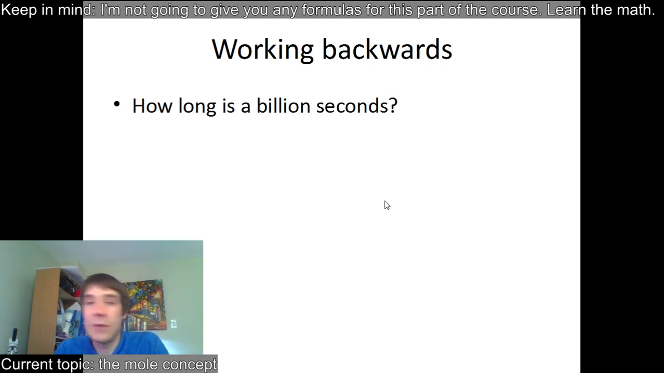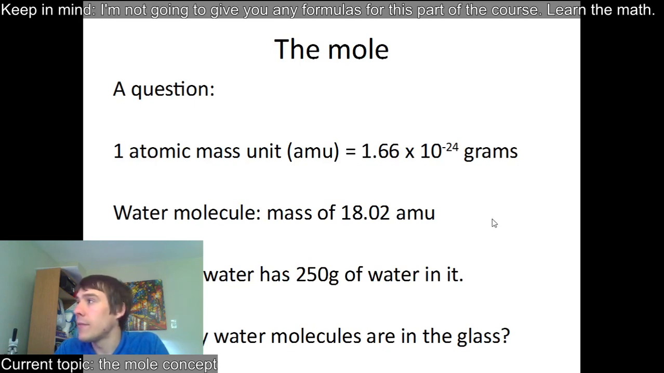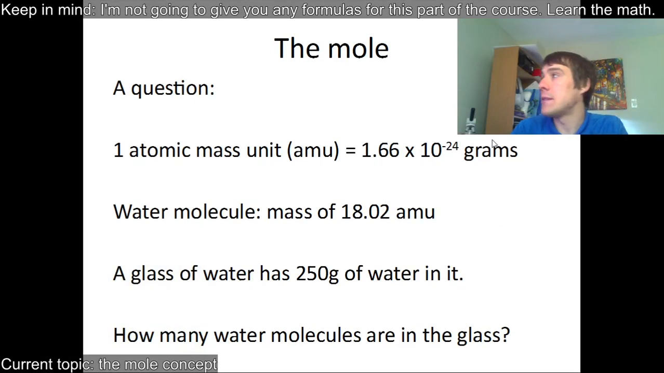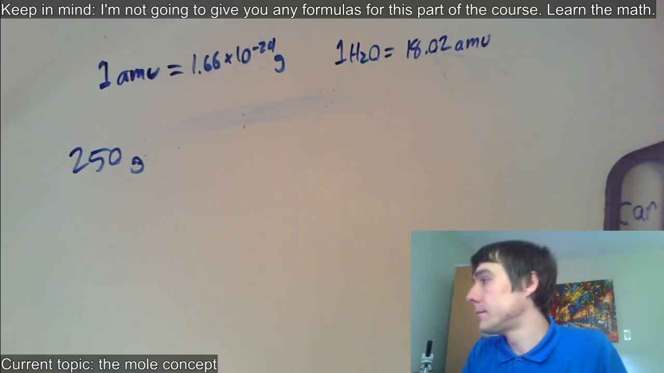So next up is the mole concept. Here's a question. I gave you the mass of an atomic mass unit, 1 AMU. A water molecule has a mass of 18.02 AMUs. And a glass of water has 250 grams of water in it. So the question is, how many water molecules are in the glass? Notice that this is a very small number. 10 to the negative 24 is tiny. So I'm going to pause. I'm going to set it up over on the whiteboard, and we're going to get into it.